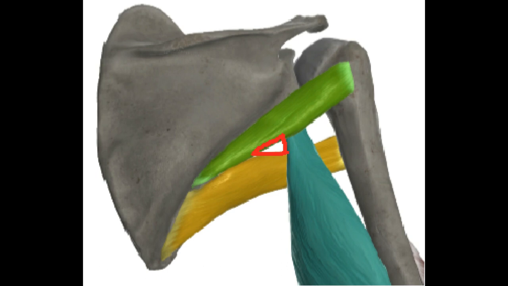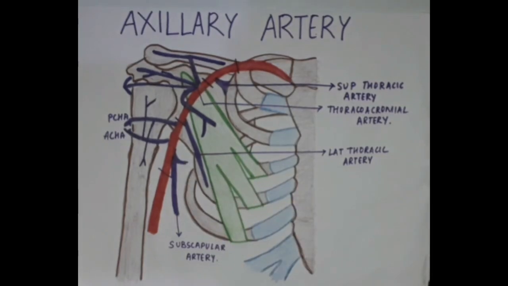This green color muscle is the teres minor muscle. This yellow color muscle is the teres major muscle, and this bluish color muscle is the long head of triceps brachii muscle. The artery takes part in anastomosis around the scapula.